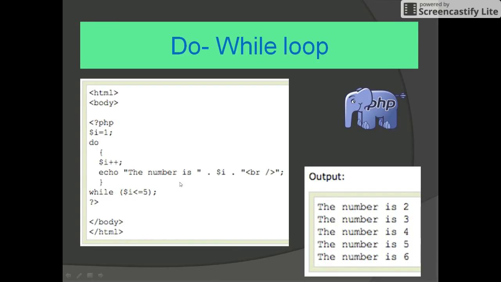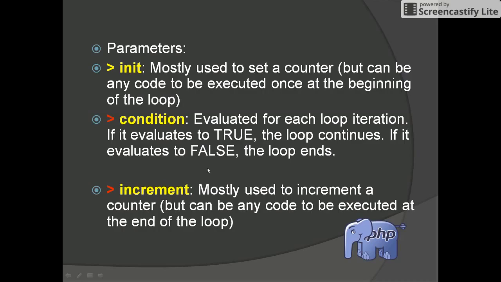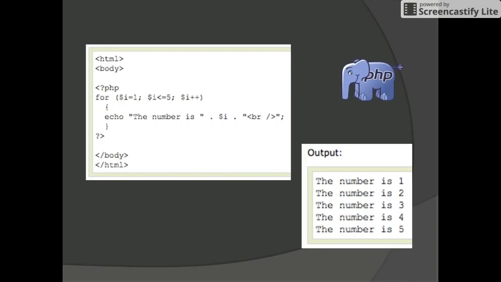Then we have the do while loop. The do while loop checks the condition afterwards, so it prints the value one time more than the while loop. Then there comes the for loop, which has an initial value, the condition, and the increment function. The condition is evaluated, and when it is true, the loop continues. If it is evaluated to false, the loop ends.